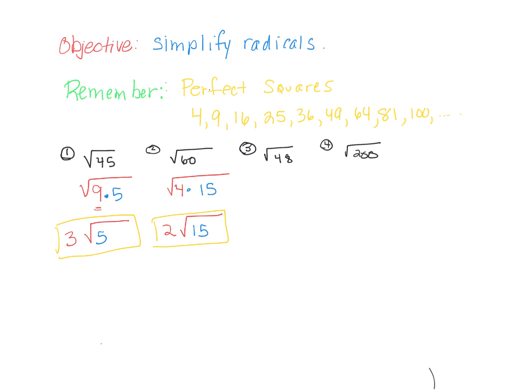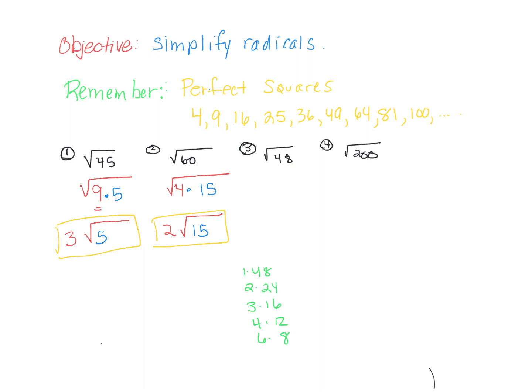For number 3, we have the square root of 48. Now, this might be where you need to go and say, well, I know that 48 is 1 and 48, and 2 and 24, and 3 and 16, and 4 and 12, and 6 times 8. You may need to list those out. Everyone's kind of at a different level here.